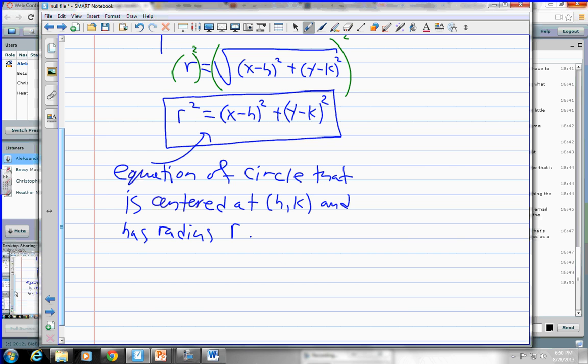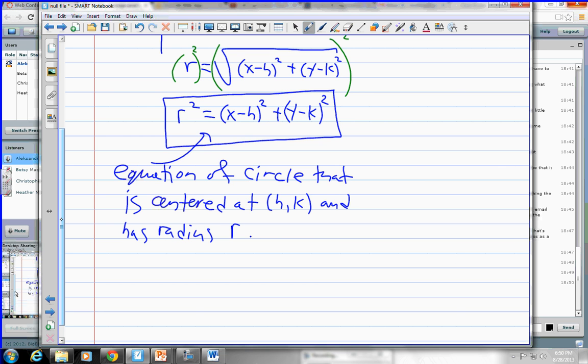So we kind of use the distance formula to derive it really fast. It's kind of silly. So the equation of a circle is nothing but a distance formula. That's all it is. Okay, where the numbers h and k represent the center of that circle.